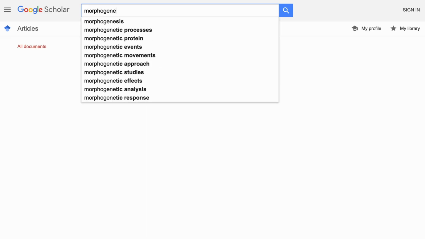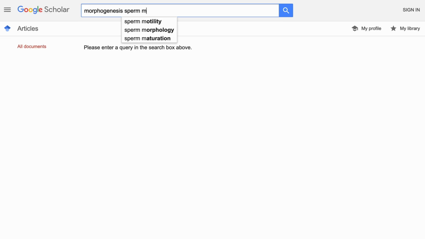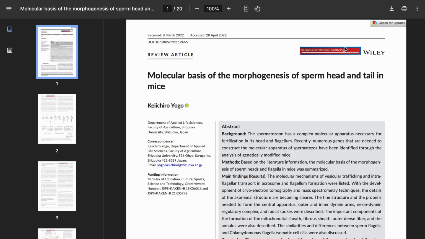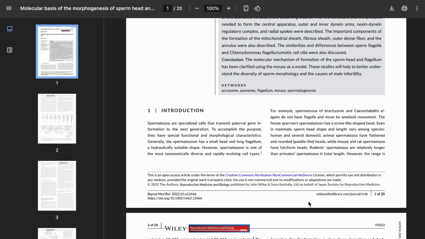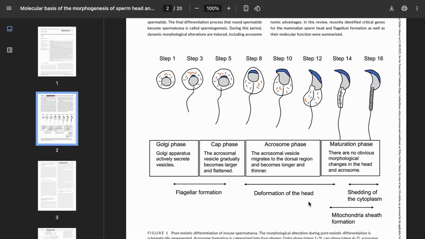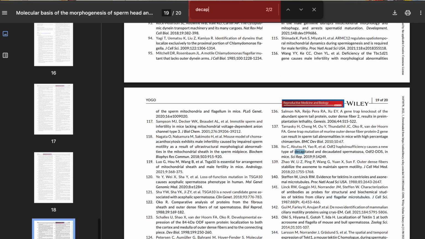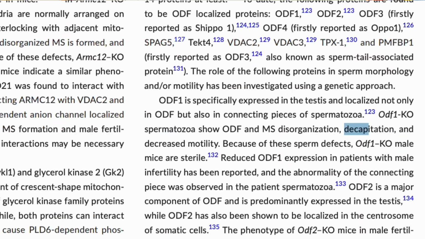Google provides reviews and regular articles all together. Among the reviews, the most closely related to sperm decapitation is the following. The review is well written and gives a broad introduction to sperm morphogenesis, but let's cut to the chase and try to find the reference by searching the word headless or decapitated. Okay, here we have only one reference to decapitated sperm, which is related to the deletion of the gene ODF1.